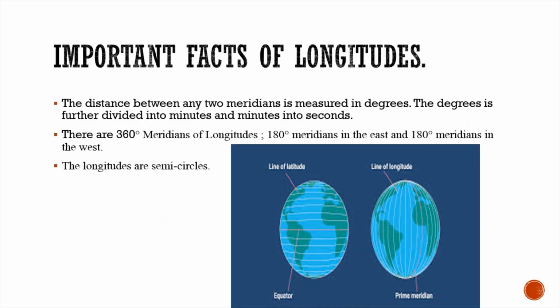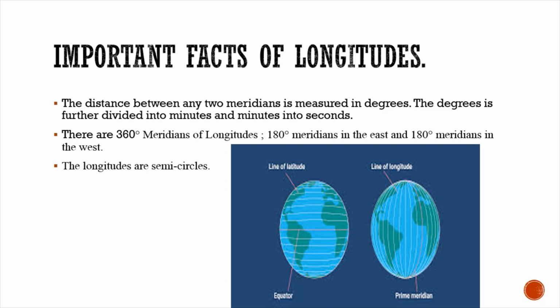Now, coming to the important facts of longitudes. What are the important facts of longitudes? The distance between any two meridians is measured in degrees. As we discussed in latitudes also, the distance between any two latitudes is measured in degrees. Degrees are further divided into minutes and the minutes into seconds. When it comes to the longitudes, we have 360 longitudes. But when it comes to the latitudes, we have only 181 latitudes.